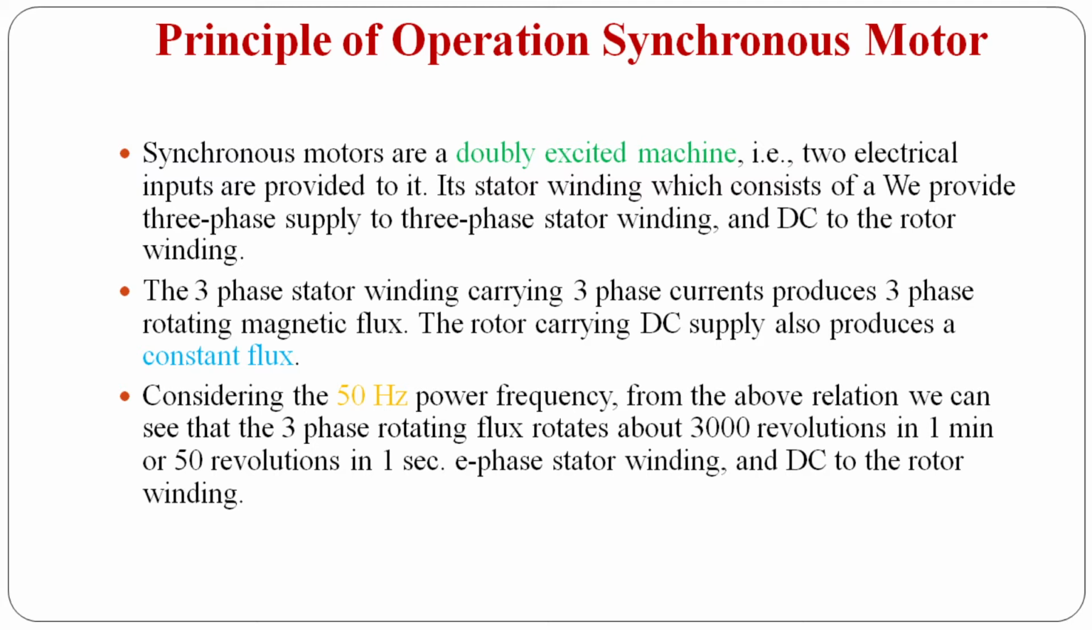The three-phase stator winding carrying three-phase currents will produce a three-phase rotating magnetic flux. The rotor carrying DC supply also produces a constant flux. Now we will consider here 50 Hz power frequency. So we can see that the three-phase rotating flux rotates about 3000 revolutions in 1 minute, or 50 revolutions in 1 second.